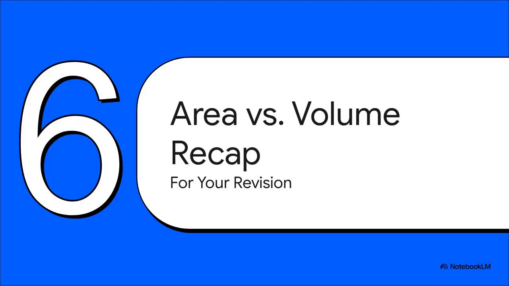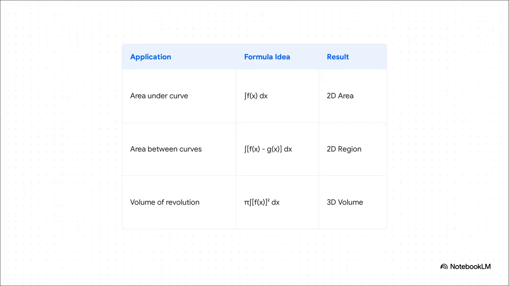Phew, we've covered a lot of ground, moving from 2D planes all the way to 3D solids. So let's put everything side by side in a simple table. This next slide is absolutely perfect for your exam revision notes. This table lays it all out nice and clear. For area, you just integrate the function. For the area between curves, you integrate the difference of the functions. And for volume, the two crucial changes are you multiply by pi and you square the function. If you can memorize these key differences, you're going to nail these questions on your exam.